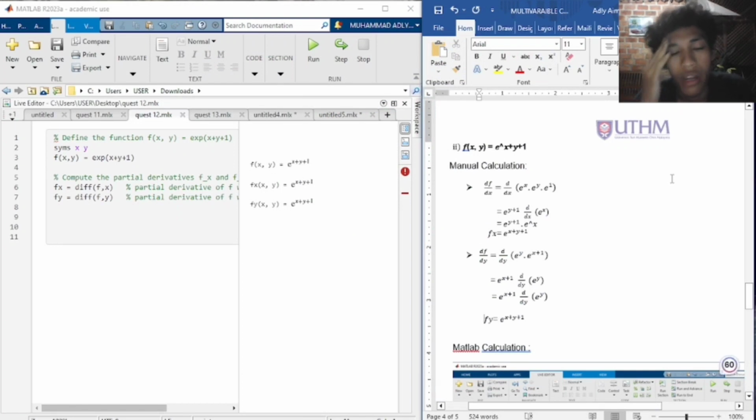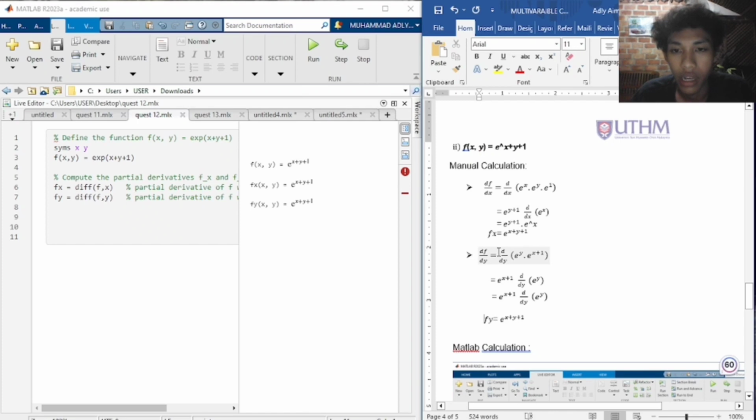I would like to explain question 1, Roman number 2. Our question is f(x,y) is equal to exponent to the power of x plus y plus 1. First, we need to differentiate the equation with respect to x, and make sure y is a constant. So the final answer we get for fx is exponent to the power of x plus y plus 1. This is for fx.